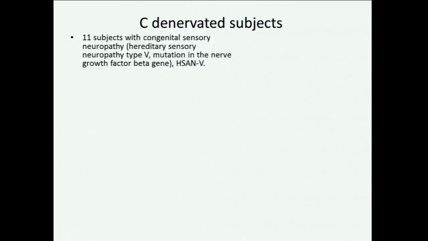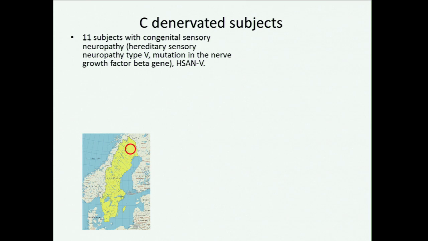Then we have examined a group of patients which have the opposite kind of denervation compared to GL and IW. These subjects have a selective denervation of the C afferent system, but sparing of the A beta system. What we have published is 11 subjects, and they have a congenital sensory neuropathy type 5, which is due to a mutation in the nerve growth factor beta gene, and they are classified as HSAN5. And they all live in the northern part of Sweden.